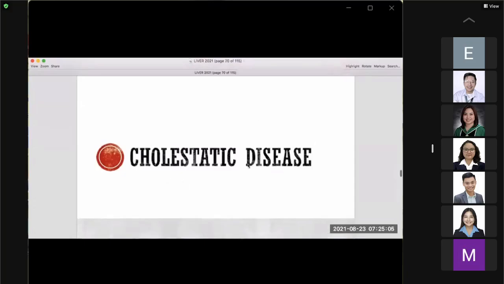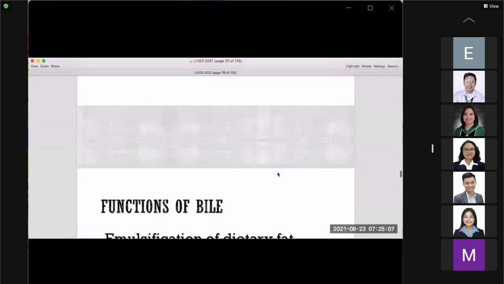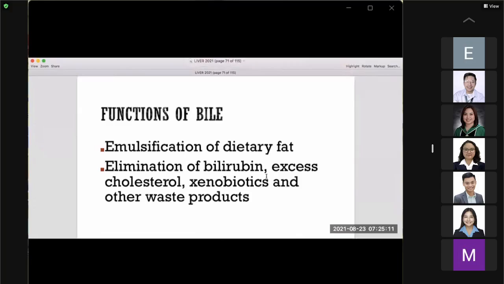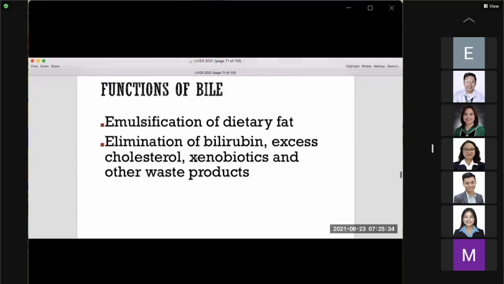Okay, we go now to the cholestatic diseases. Okay, cholestasis. Let's look at the function of the bile. So it is responsible for the emulsification of dietary fat, the ones that we take in. And it's also part and parcel of the elimination of bilirubin, the excess cholesterol, other xenobiotics, and other waste products. So that is the role of bile.